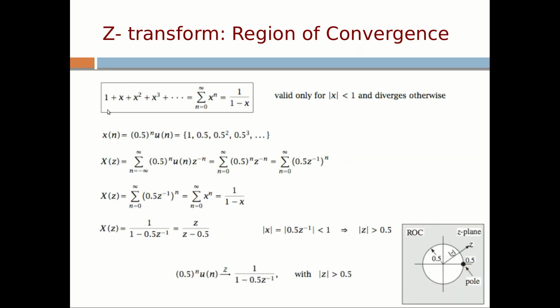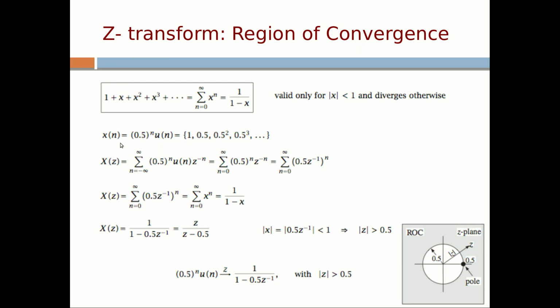Consider the expression 1 plus x plus x square and so on. It is nothing but the summation of x power n from n equal to 0 to infinity. We know that from the geometric series, this summation would be equal to 1 by 1 minus x when mod x is less than 1. And when mod x is greater than 1, this expression would not converge, that is, its value would tend to infinity. Given a signal x of n, let's see how we can find its ROC.